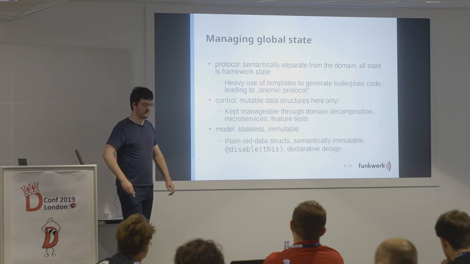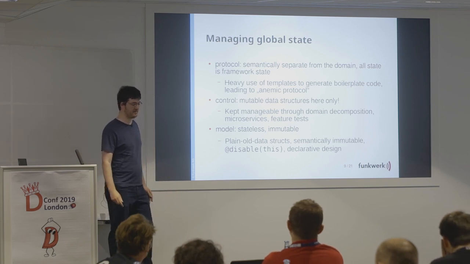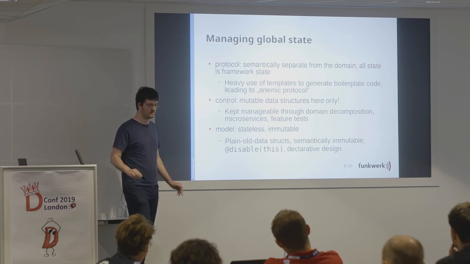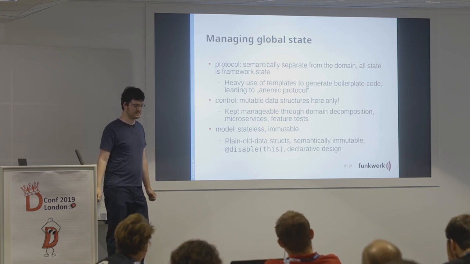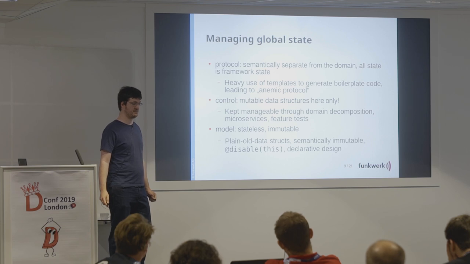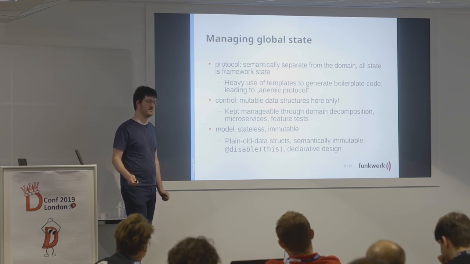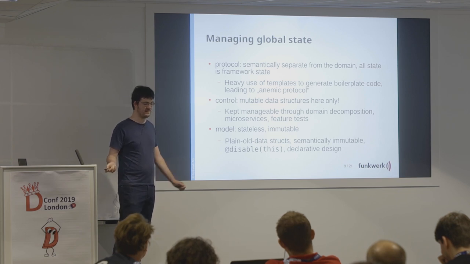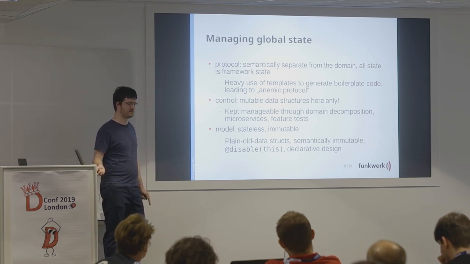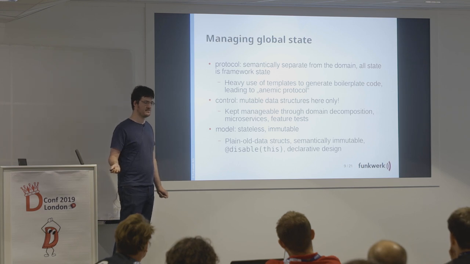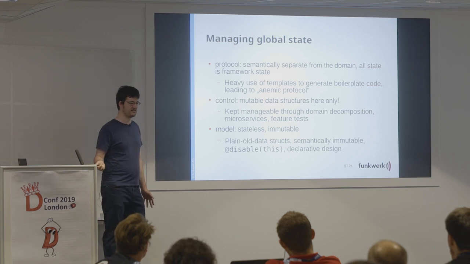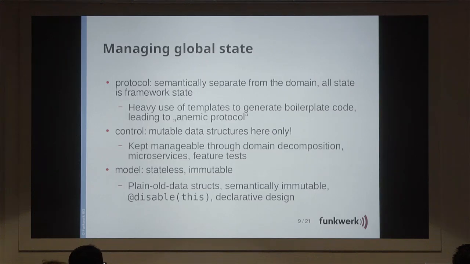Now, at the model layer, this code again looks completely different. We have essentially only structs and enums down here. Basically, this is effectively plain old data. We wish it was plain old. It isn't plain old data, but it's effectively plain old data structs. That is, structs that have no private state. They are semantically immutable. I wish, again, they used the keyword mutable, but they can't, for reasons I'll get into. And they heavily use disable this. Everything down here is domain state. So disable this allows us to avoid it even being possible to create a struct that doesn't fulfill its invariant.